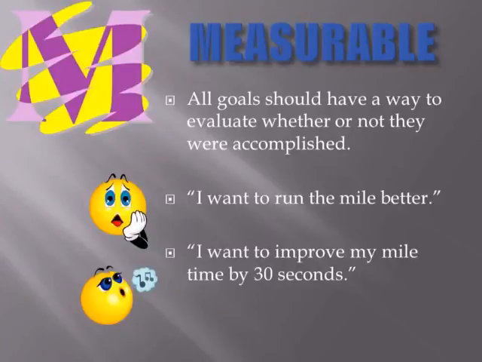M is for measurable. All goals should have a way to evaluate whether or not they were accomplished. For example, "I want to run the mile better." There really isn't a way to measure this statement. However, "I want to improve my mile time by 30 seconds." This statement has an accurate way to measure the goal.